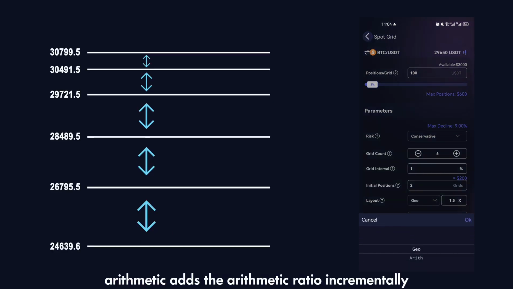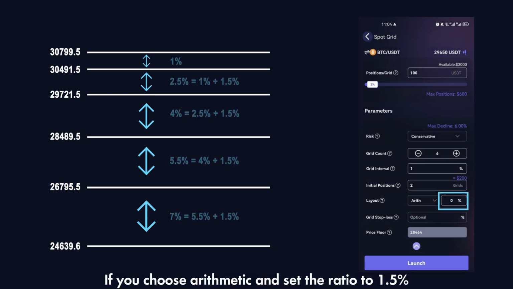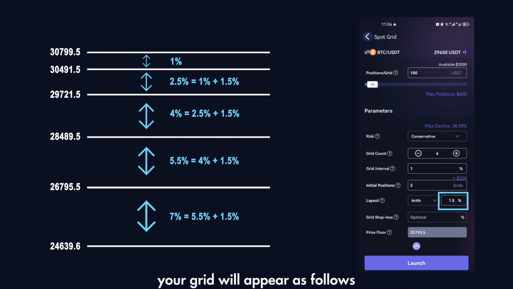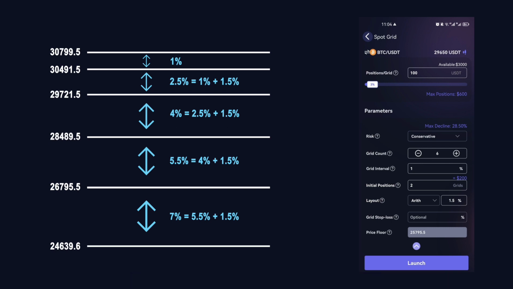On the other hand, arithmetic adds the arithmetic ratio incrementally for each grid. If you choose arithmetic and set the ratio to 1.5%, your grid will appear as follows. Higher grids have bigger profits per grid, especially when the market's in an up and away mood.